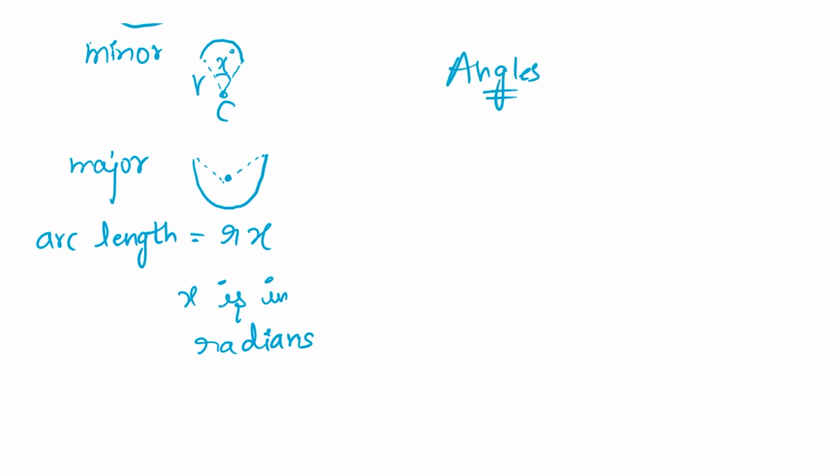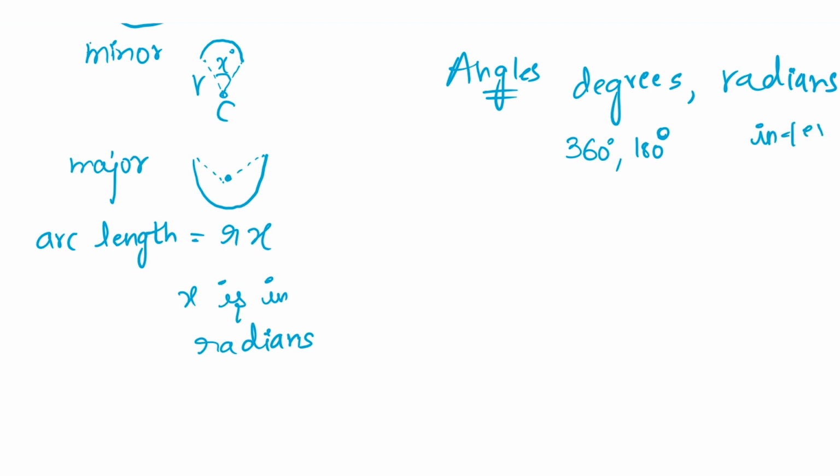There are two types of angles. One is the angle which we measure in degrees, and the other is in radians. These are the two kinds. Degrees is when you write 360 degrees, 180 degrees, with a small o on the top. Radians is when it is in terms of pi.